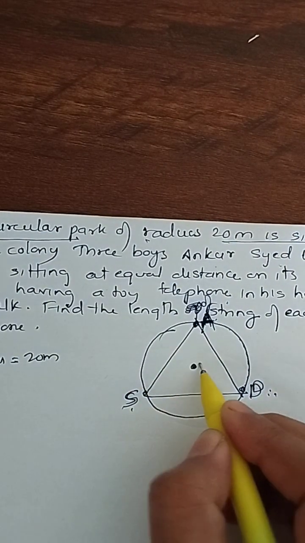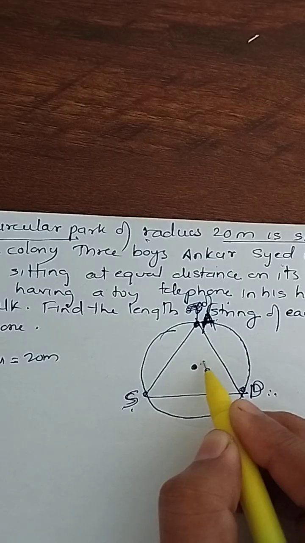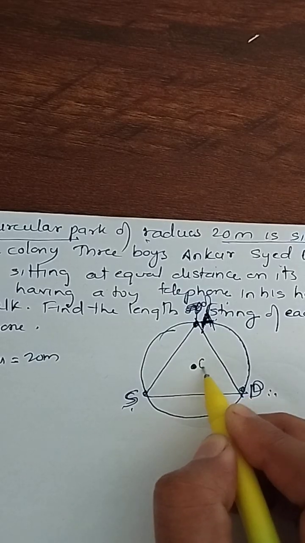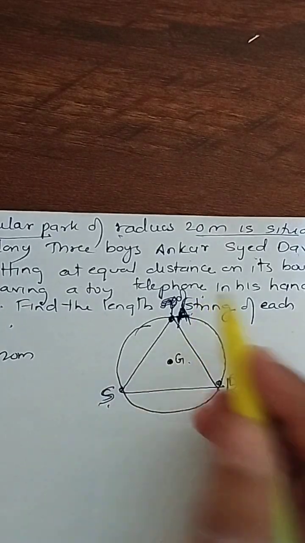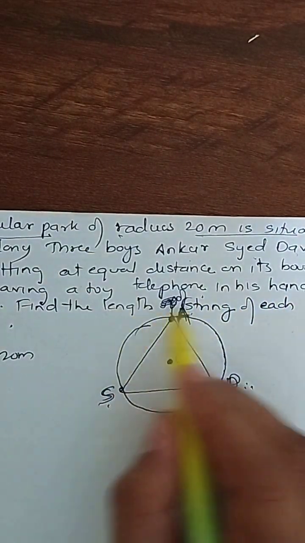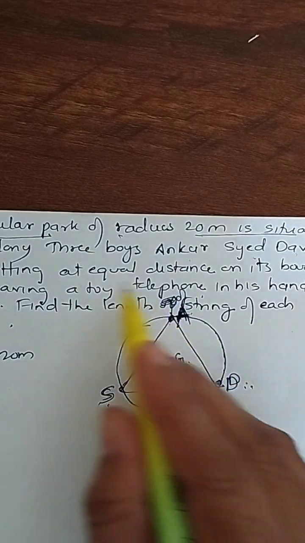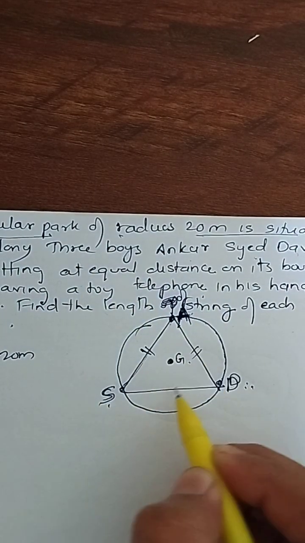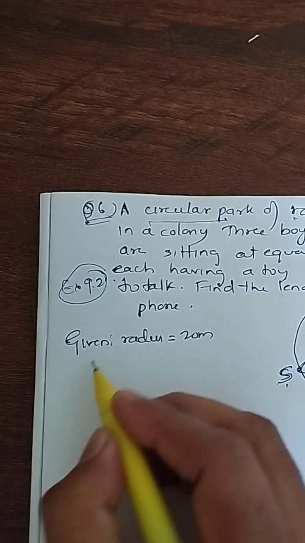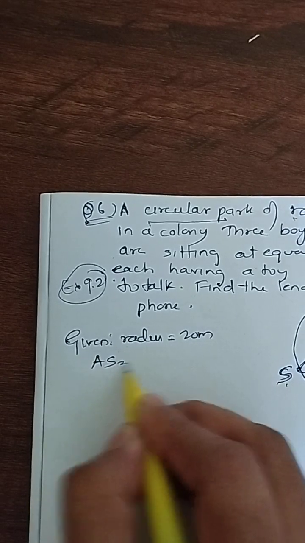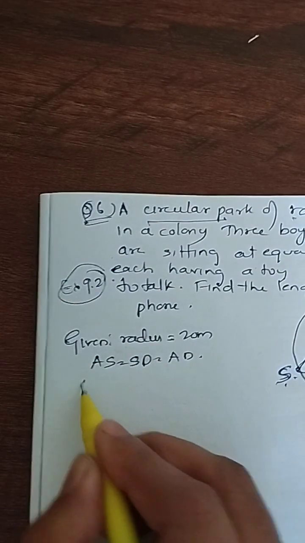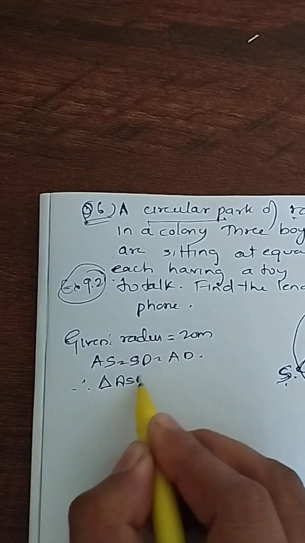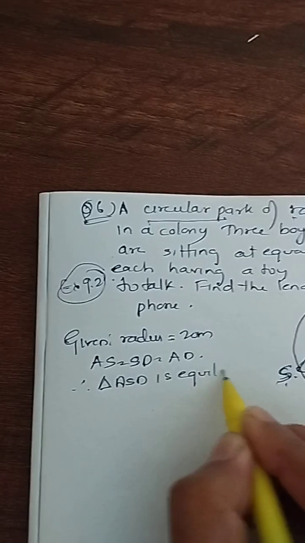And let's name this point as G. I'll tell you why I have taken it as G. You can take any other name also, doesn't matter. They are sitting at equal distances, which means all these three are equal. So here I will write AS is equal to SD is equal to AD. Therefore, triangle ASD is an equilateral triangle.